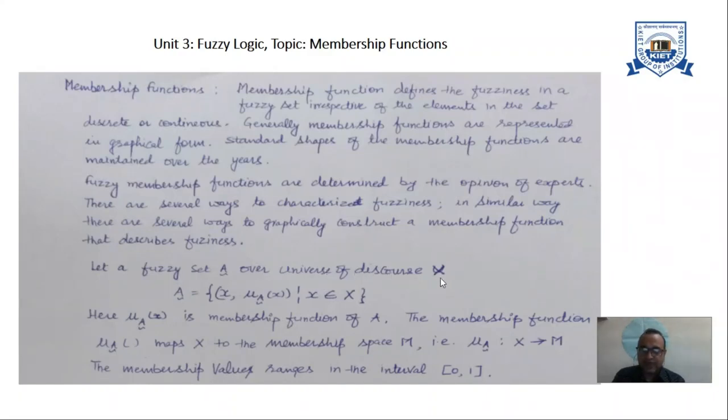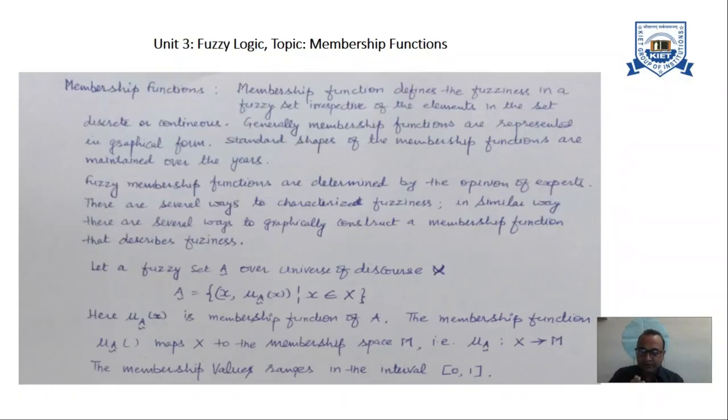This can be defined as an ordered pair of an element and its membership value, where x belongs to the universe of discourse. So the fuzzy set is basically a collection of ordered pairs of the element along with its membership value, right? So here mu A(x) is the membership function of A. The mu A(x) basically gives you the membership value with respect to that set, which can be achieved with the help of the membership function.